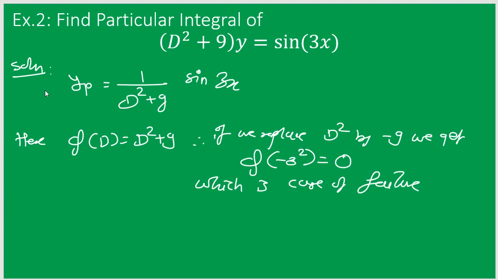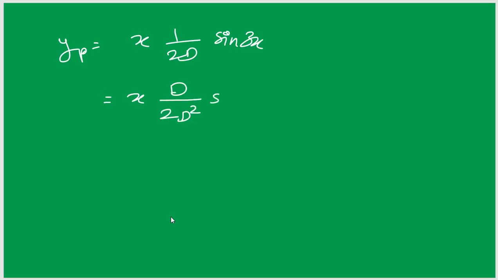Okay, so what we can do here, yp will become x times 1 upon the derivative of D² + 9 with respect to D, so this into sin 3x. Now next, we don't have D² in the denominator, so yp, which is x times 1 upon 2D sin 3x, we can multiply and divide by D, so it becomes D upon 2D² sin 3x, which is x times D.